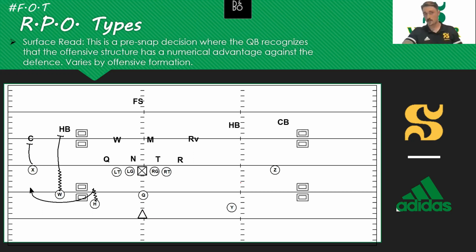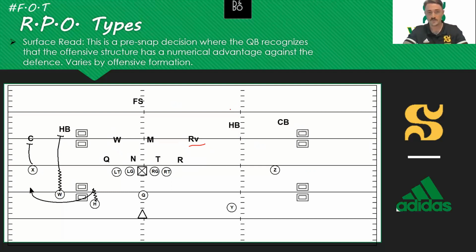This next RPO type that we're going to talk about, I call it a surface read. So this is a pre-snap decision, and this is based off of formation. As we see in the example right here, this is a formation of a 2x3, where the rover, I know you guys probably don't know what a rover linebacker is. Honestly, the rover linebacker is a Sam linebacker. I call him a rover linebacker because in our league, guys, most of the rover linebackers like to move around a lot.